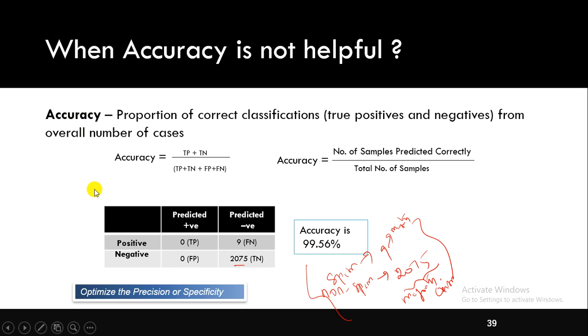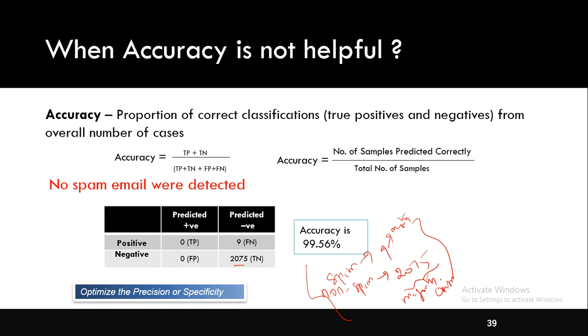So if you use the precision metric in this case, the imbalanced data set, it tells us very clearly none of the emails were predicted as spam. The precision is 0. When you use precision metric, it tells us very clearly. Whereas when you use the metric accuracy, it gives us a wrong picture, whereas precision gives us the correct picture.